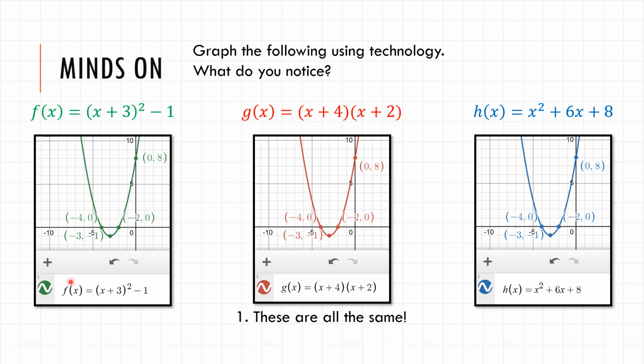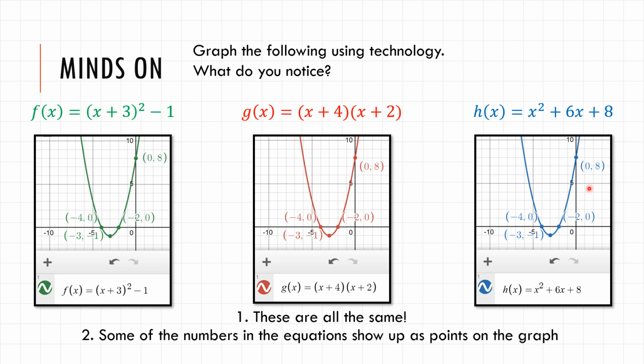If you look very closely and compare the equations to the actual graph, you might start noticing that some of the numbers that show up in the equations actually show up as points on the graph, and they're very important points too. For example, over here we've got the vertex. This is why we call this vertex form. We can see the location of the vertex right by looking at the equation. The 3 and the -1 are both there.